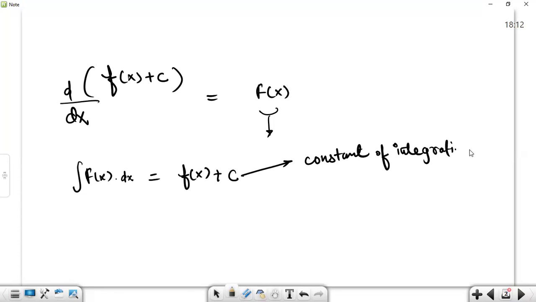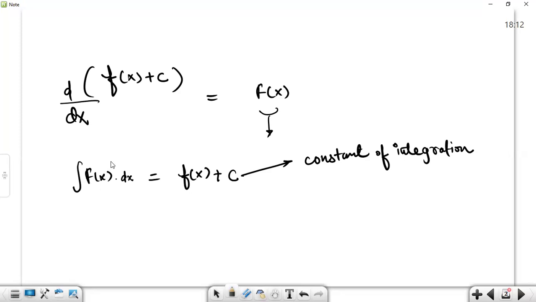because in differentiation, the differentiation of c is 0. So we are not sure what the constant was while indefinitely integrating, right? That's why we will write it as c only. It can be 1, 2, 3, 4, 5. We don't know.